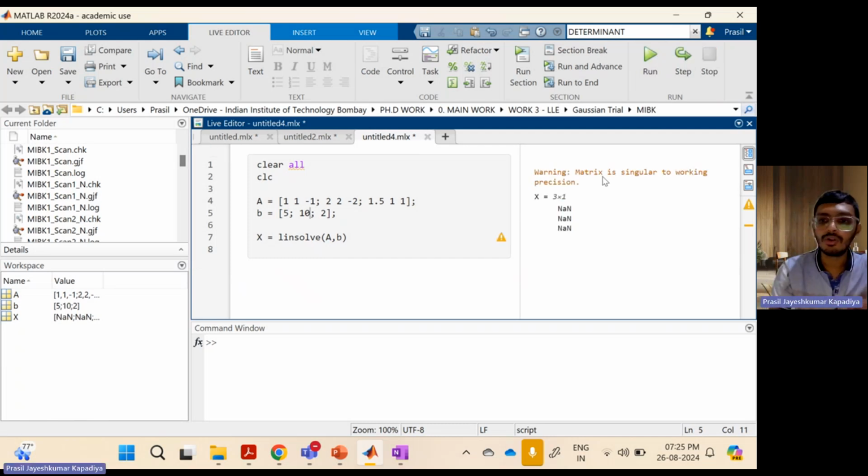The matrix is singular or not singular to working precision because these two rows are the same. So how can we say it without doing this? We know that there are three unknowns in our equation, so what we need to do is find the rank of the matrix.